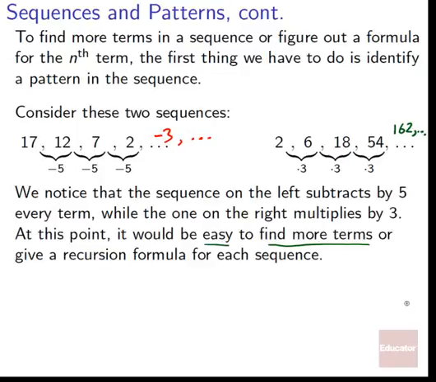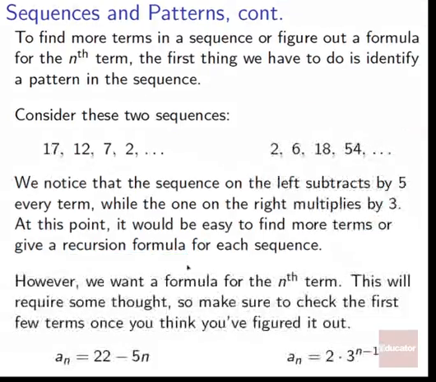So it's easy to find more terms, and it'd also be easy to find a recursion formula, right? The red one that we're doing, the minus 5 one, that's just going to be a_n = a_(n-1) minus 5. And the green one, the second one with multiplication times 3, that would be a_n = a_(n-1) times 3. So it wouldn't be very hard to figure out recursion formulas because they're really deeply connected to the pattern we saw.